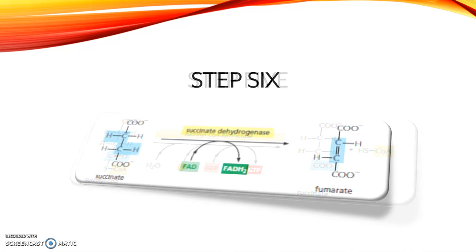In step 6, succinate is oxidized, and fumarate is formed. Flavin adenine dinucleotide, also known as FAD, is reduced and forms FADH2 in the process. Succinate dehydrogenase catalyzes the reaction.